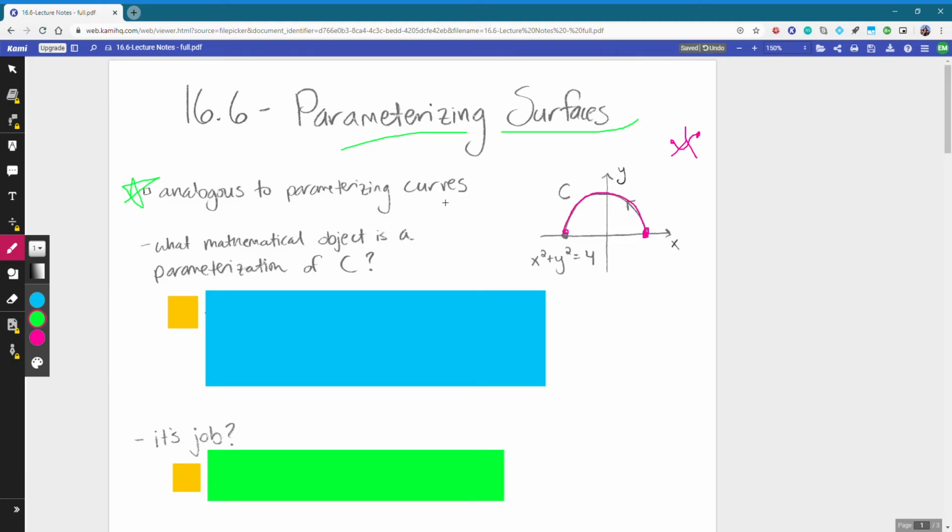Where I'd like to start today is by gathering our thoughts about that context, thinking about parameterizations of curves. And so to start off, let's start with maybe the most basic question we can ask. What sort of mathematical object is a parameterization of a curve like this one? What sort of mathematical thing is it?